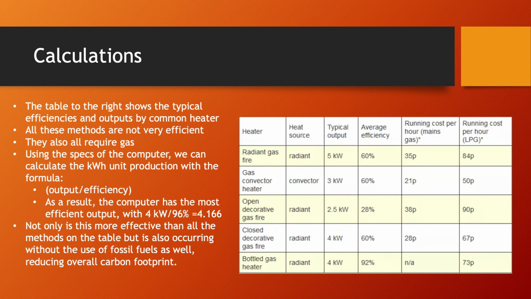So if we use the specs on the computer, we can calculate the unit production with the formula here, just output divided by efficiency, and we find that the computer has the most efficient output at 4.166. And like I said, even though the bottled gas heater has near efficiency to this at 92%, it would probably yield just around that 4 number. Once again, this is just using gas.